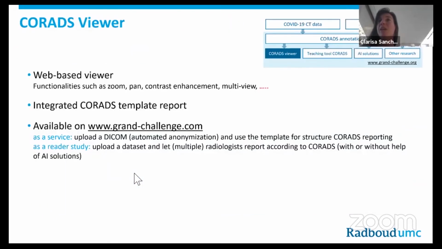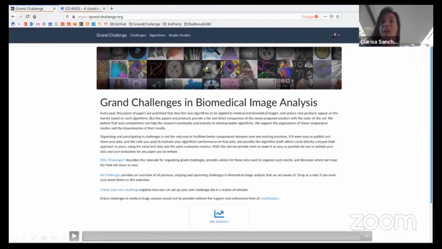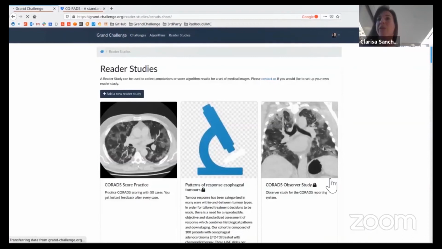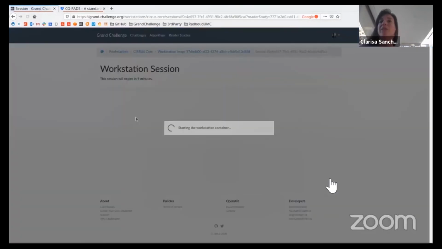So if we go to the different parts or the different goals. The first one is the cohorts viewer. It's a web-based viewer, and I think the best is that I show you an example of it. It's running on the web in our Grand Challenge platform. I will explain later about this platform.